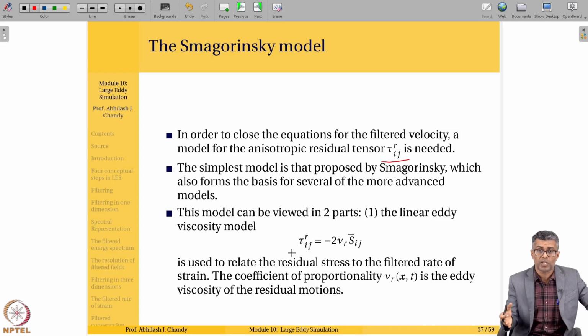because that is what was available. We are solving the steady state equations, so the mean strain rate is what is available. Here in LES, we are solving the filtered conservation equations, so the filtered strain rate is available. So tau ij r is minus 2 nu r Sij bar. This is the filtered strain rate.